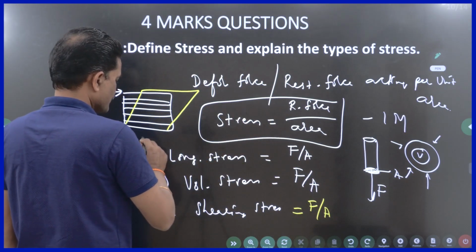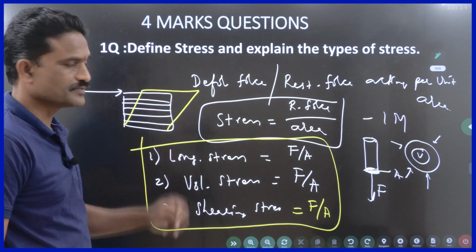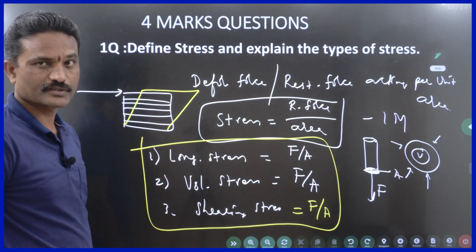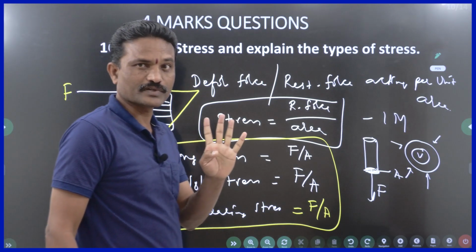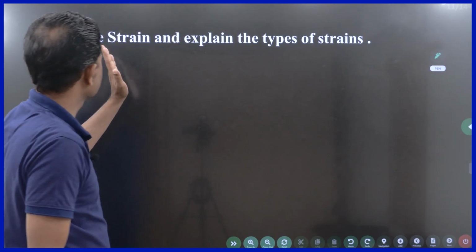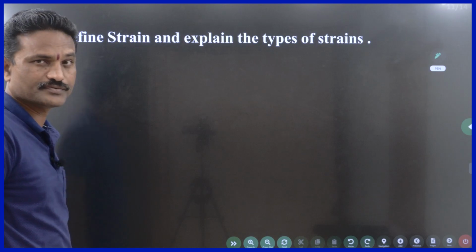So for all definitions, force divided by area. That's it. You will be given 4 marks. So 3 lines for this, 1 line for this, write 4 lines, get 4 marks. And this is related to strain. Define strain and explain the types of strains.